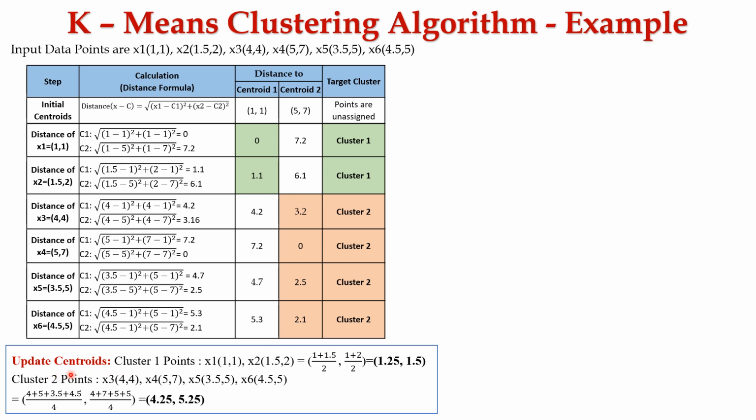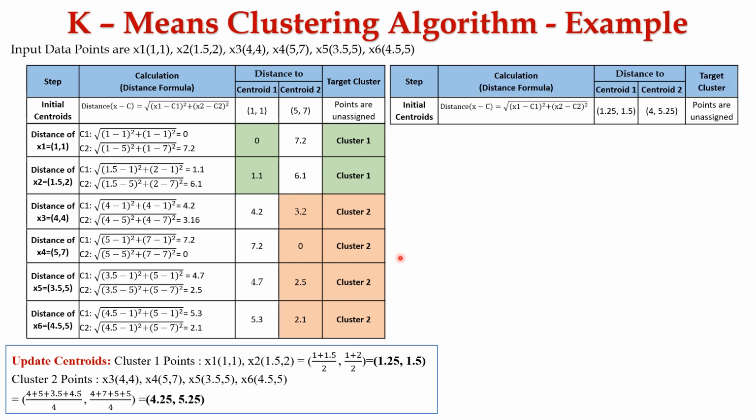After calculating the updated centroid values for cluster 1 and cluster 2, now we have to move to the next iteration as we have done earlier. We consider the same input data points and use the same distance formula, whereas we use the new updated centroid values for centroid 1 and centroid 2. The updated value for centroid 1 is 1.25 and 1.5, and the updated value for centroid 2 is 4.25 and 5.25.